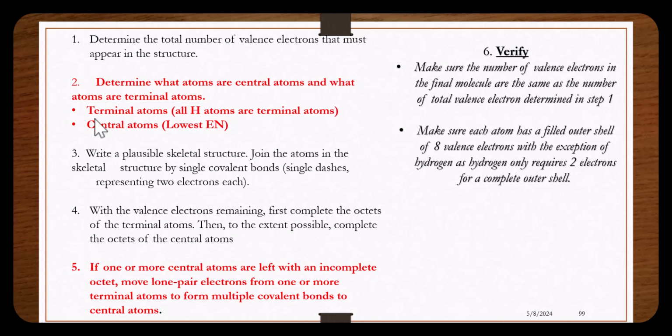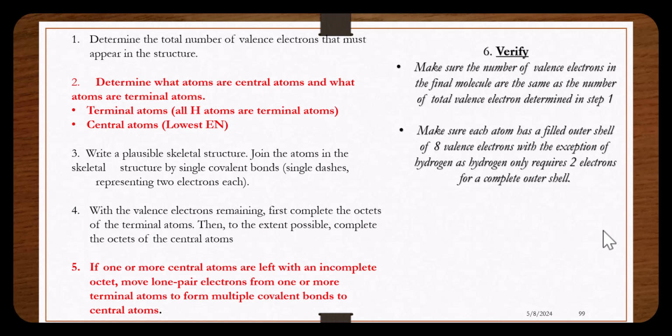In step 4, with the valence electrons remaining, we first complete the octet of the terminal atoms. Then, to the extent possible, we complete the octet of the central atoms. In step 5, if one or more central atoms are left with an incomplete octet, we move the lone pair electrons from one or more terminal atoms to form multiple covalent bonds to the central atoms.